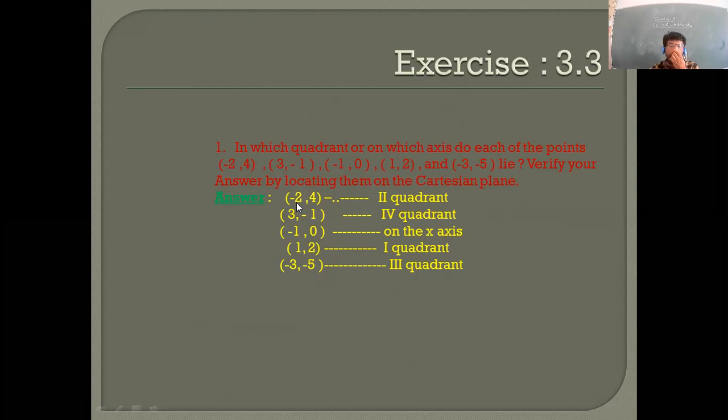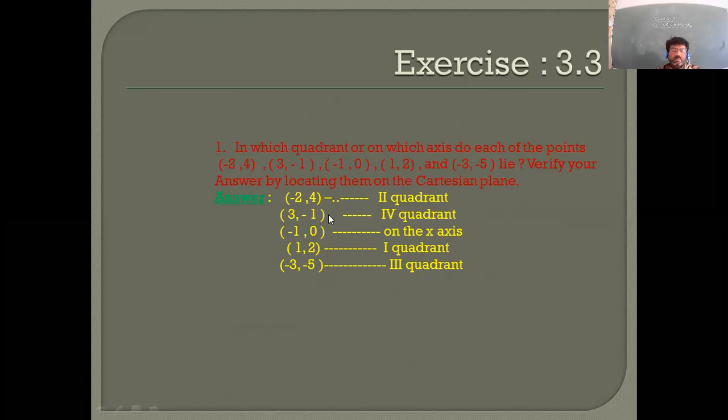So for (-2, 4): x negative, y positive. You have to remember the four quadrant principle. X negative means negative x-axis, y positive means positive y-axis. Negative x-axis is this side, positive y-axis is upside. So it is in the second quadrant.